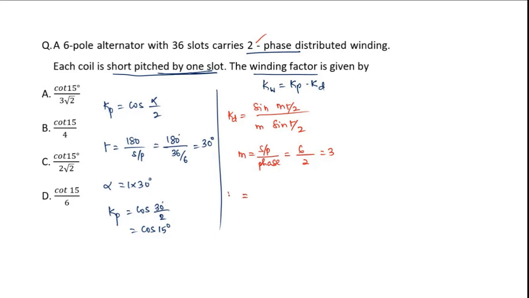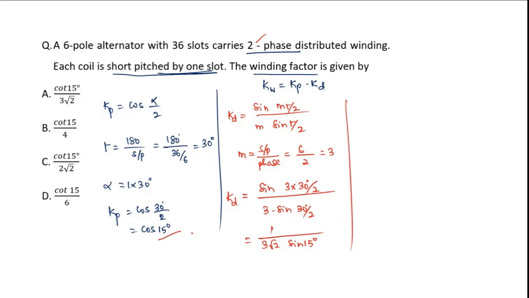So your distribution factor Kd will be sine 3 into 30 divided by 2, divided by 3 into sine 30 by 2. It comes out as sine 90 by 2, which is sine 45, divided by sine 15. Sine 45 will be 1 by root 2. So 1 by 3 root 2 into sine 15. So we have got the Kp value and the Kd value.